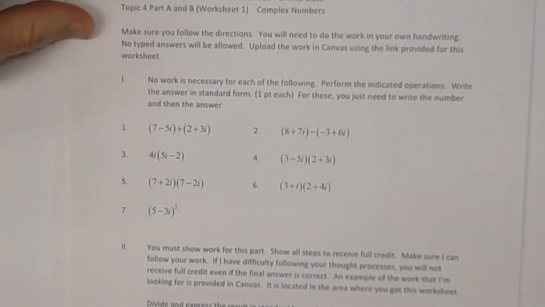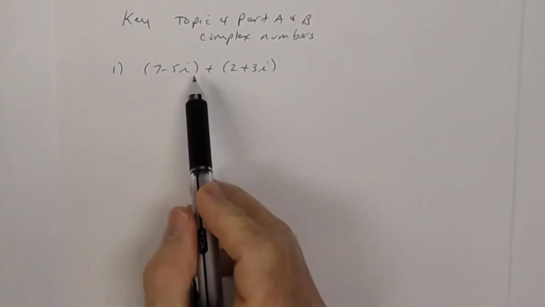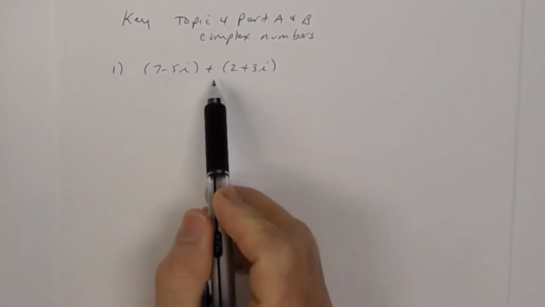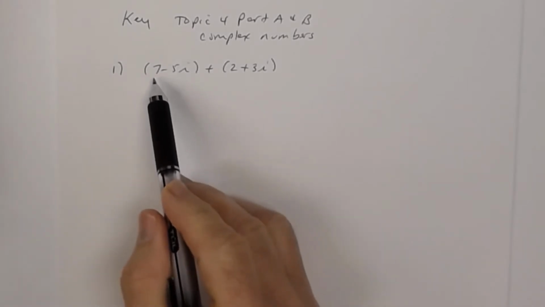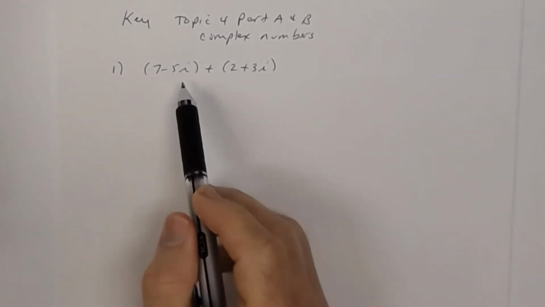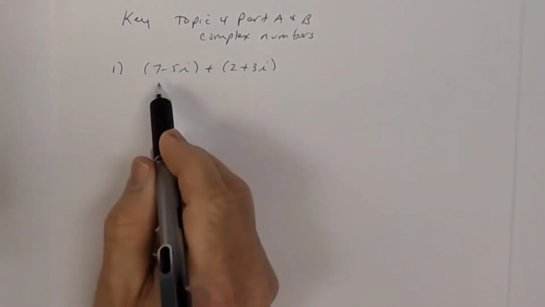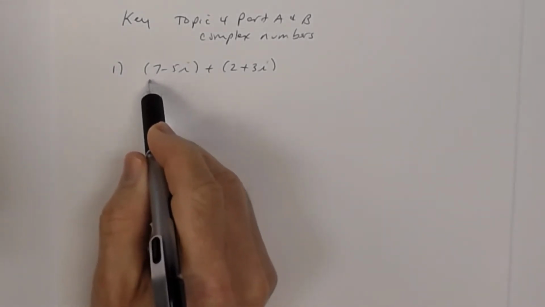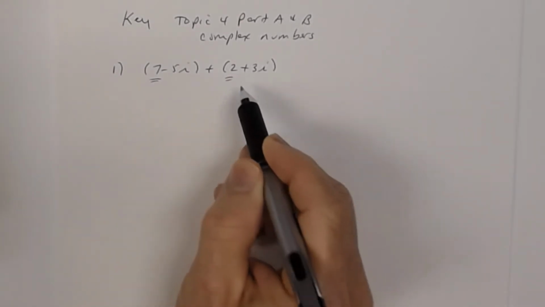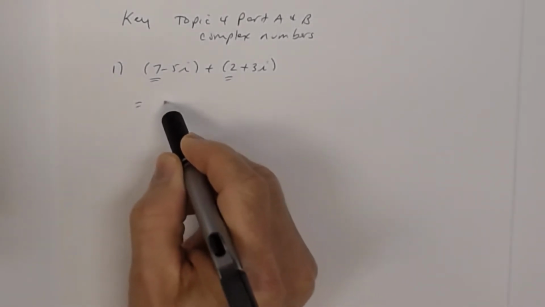We're going to start with number 1. You're adding these two complex numbers. Basically, you're going to add the real parts, and then you're going to add the imaginary parts. If you look at number 1, you have this real part, 7, and then 2. When you add 7 and 2, you get 9.